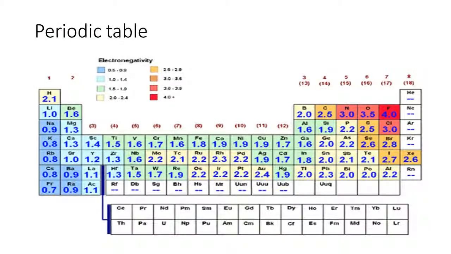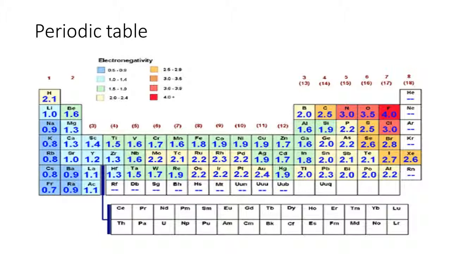Here is the periodic table showing the electronegativity of each element. As you can see, electronegativity increases as we go from the left side of the periodic table to the right side, and as we go from top to bottom, it decreases. So basically, electronegativity in the periodic table decreases from top to bottom in groups, and increases from left to right in periods. So I'll give you an example here.